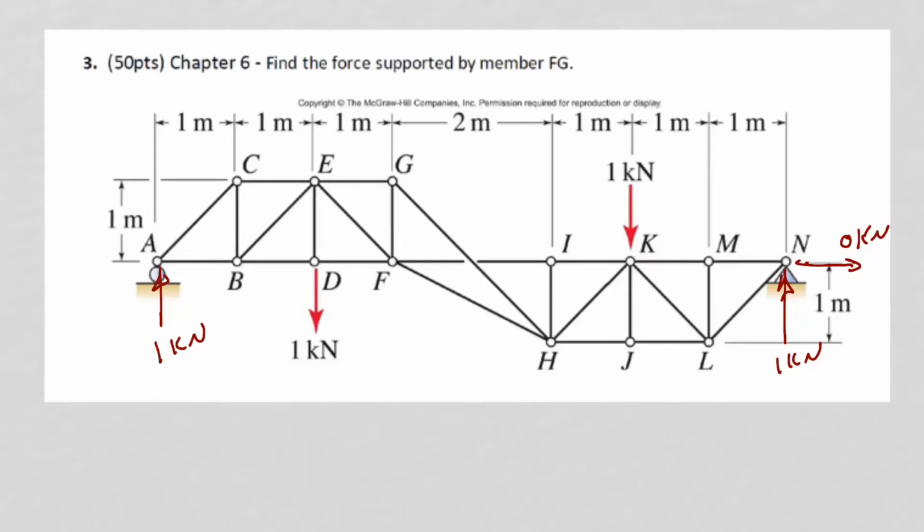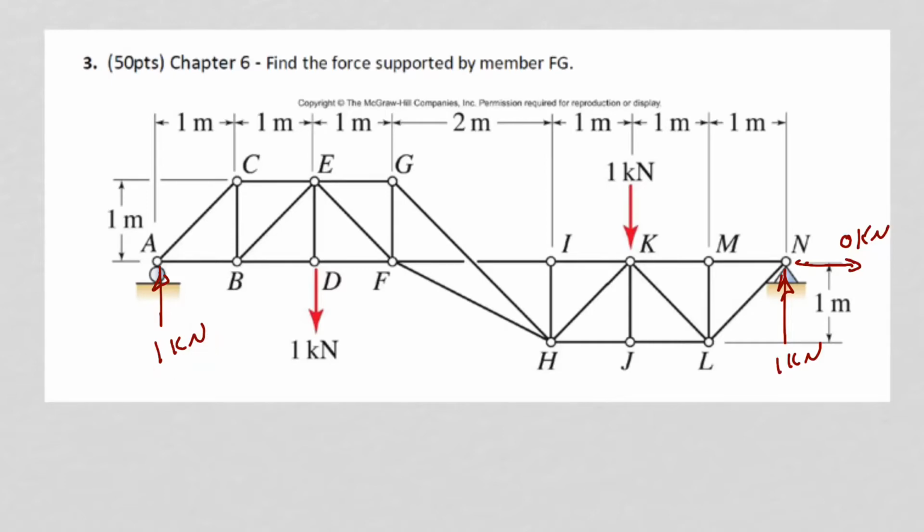Okay, let's revisit this problem one more time, and this time we're going to use method of joints. So let's say we feel uncomfortable with method of sections and we still have to find this one. Now we have to use method of joints. Of course, we always start out by looking for our reaction forces at A and at N, and because of symmetry again, we know that they should be 1 kilonewton each.